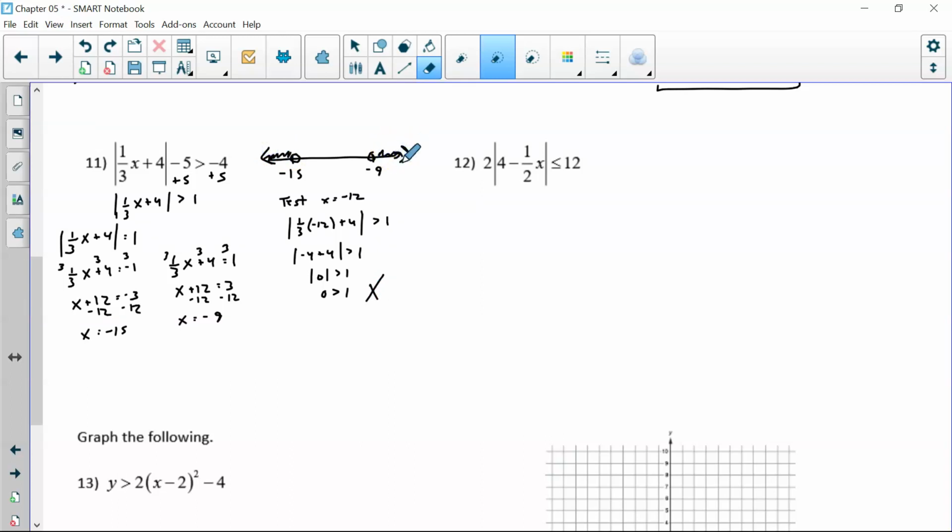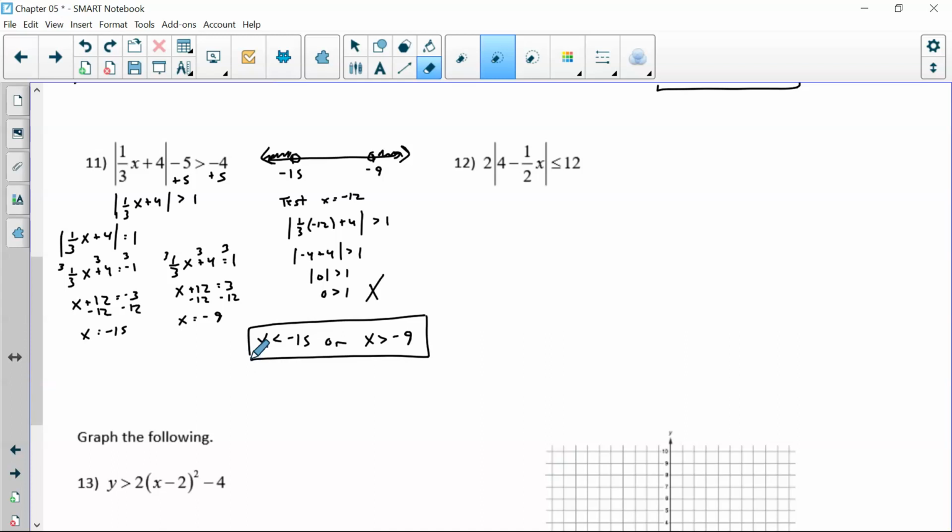So our solution would be an OR inequality. X is less than negative 15, or x is greater than negative 9. There's our inequality, our OR inequality.